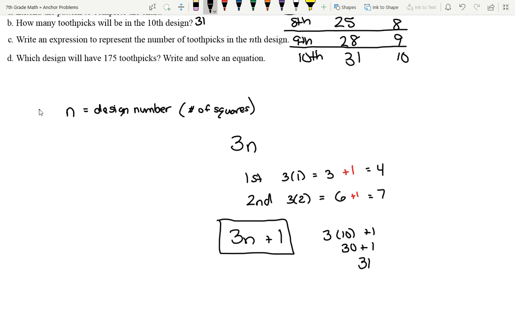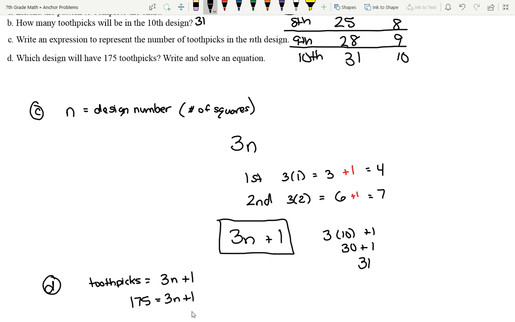Now, that was for C. D takes it one step further because, well, why not? Which design will have 175 toothpicks? Well, the number of toothpicks is equal to that 3n plus 1, right? 3 times the design number plus 1 gets me the number of toothpicks. So I can't just put 175 in. That would be the 175th design. What we need to do is to take 175 for the number of toothpicks and set that equal to 3n plus 1.